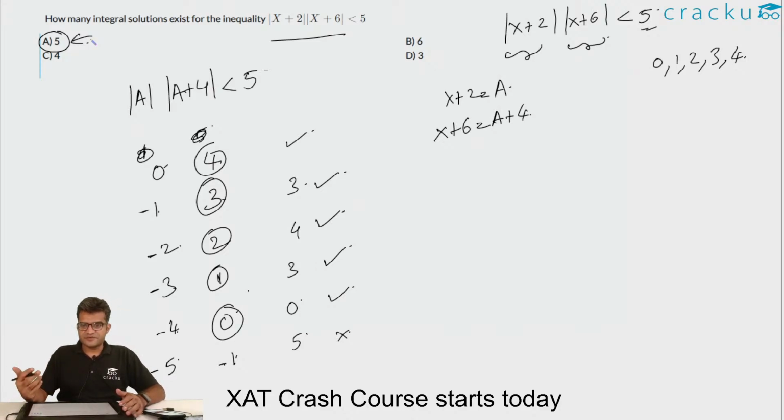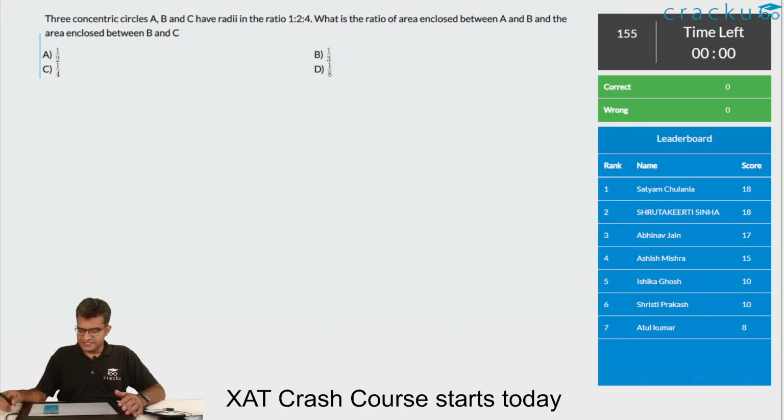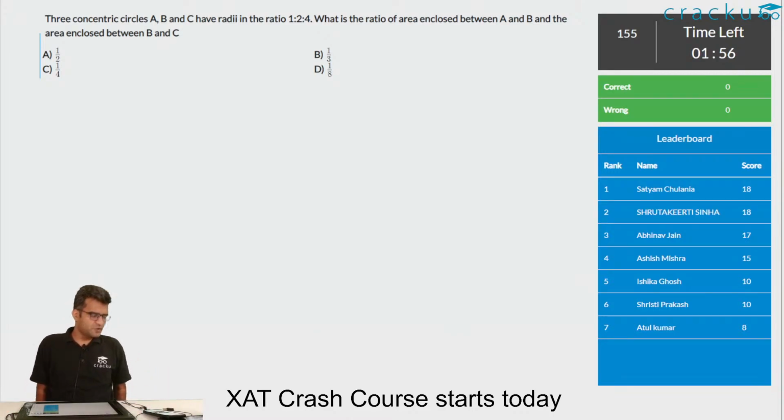Let us look at the next question. This is the last question for today. This is a fairly easy question, very straightforward. I hope you will be able to solve it.